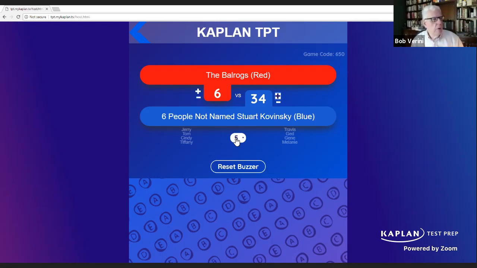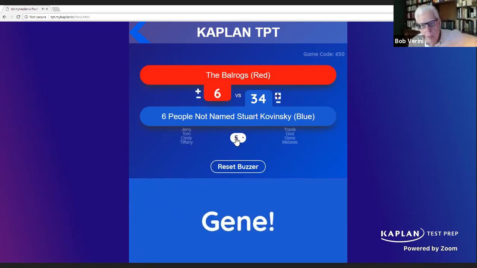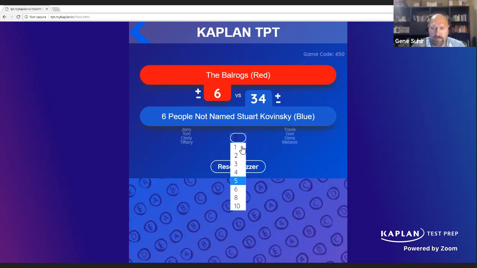Okay, next category. State capitals for 1 point. The state capital out in the middle of the Pacific Ocean. Gene? Honolulu. Is correct for 1 point.